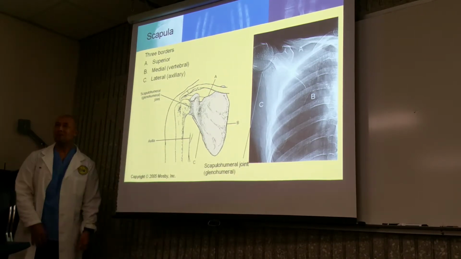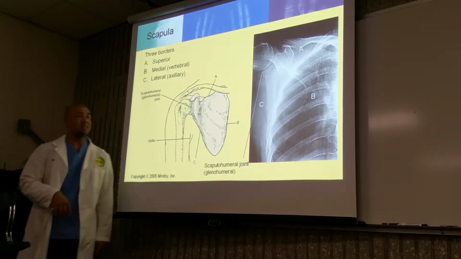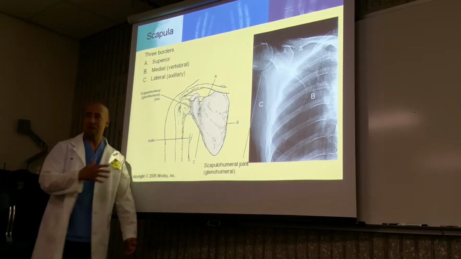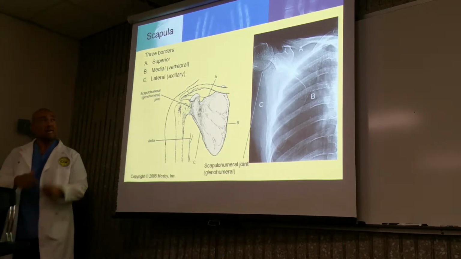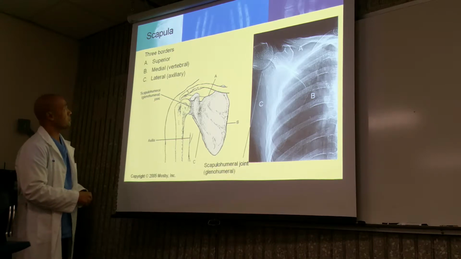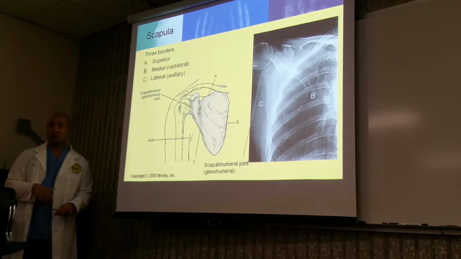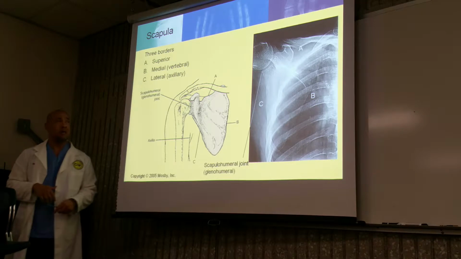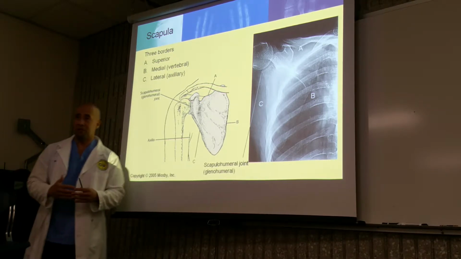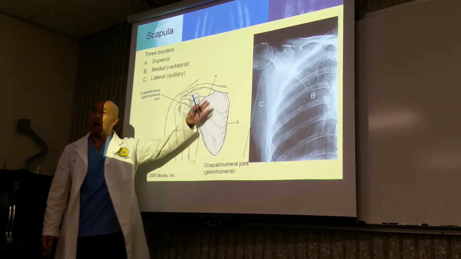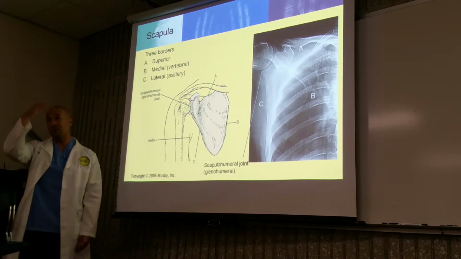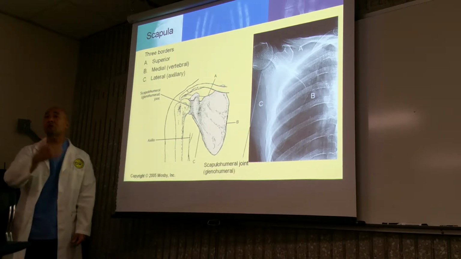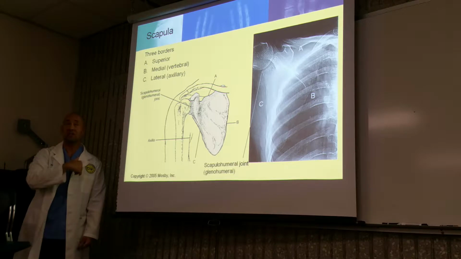Okay. The scapula is a little bit more complex. The other name for the scapula is the shoulder blade. It has a triangular shape. It has 3 borders. Very simple borders. The very top is the superior border. Then we have 2 sides to it. So you have a top and 2 sides.